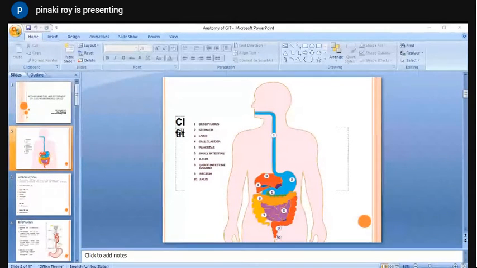So what is the lower esophageal sphincter? It is not a complete sphincter. It is an incomplete sphincter. It is just a thickening at the junction of the esophagus and the stomach, mostly at the part of the esophagus which passes through the diaphragmatic hiatus.